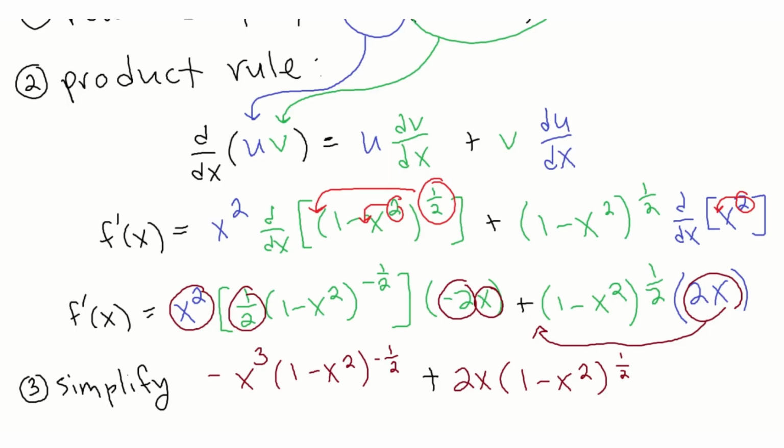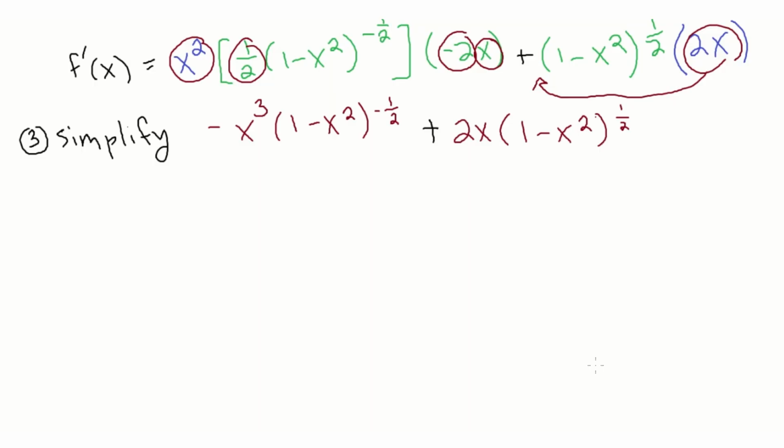To simplify this expression, we'll need to factor out the term with the least power. What do both terms have in common? Well, they both have an x, and they both have a 1 minus x squared component. The least power of x is 1, and the least power of 1 minus x squared is negative 1/2. So let's factor those two out.